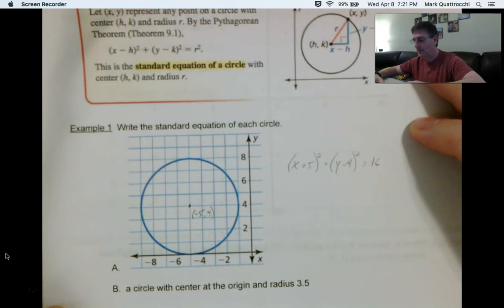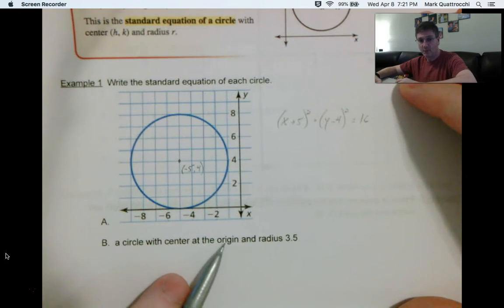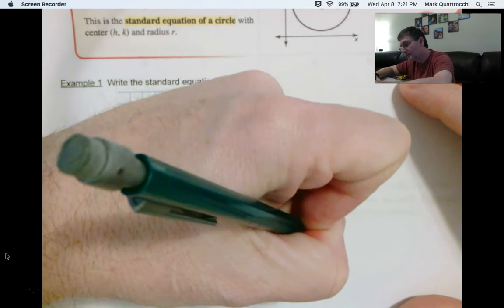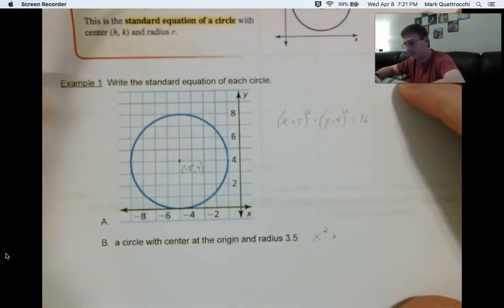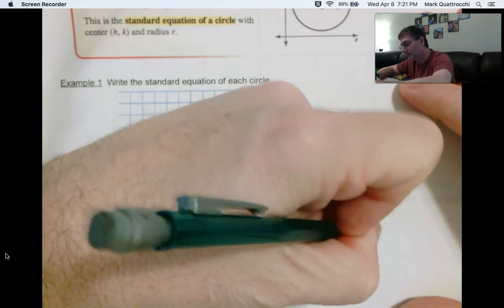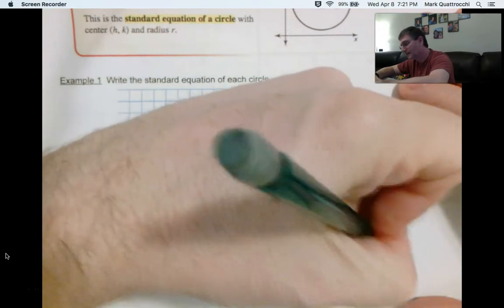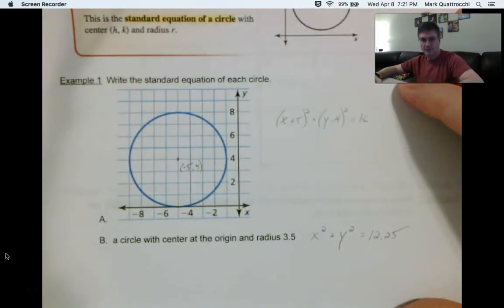Part B, a circle with the center at the origin, so x is 0, y is 0, and the radius is 3.5. So x plus 0 squared is just x squared, plus y plus 0 squared is just y squared, equals, and 3.5 squared, I just checked on my calculator a second ago, is 12.25. That's example 1.